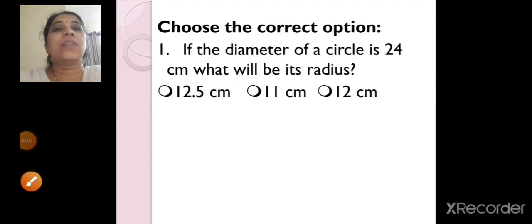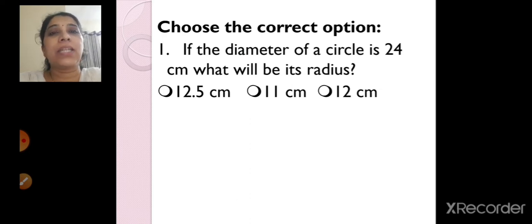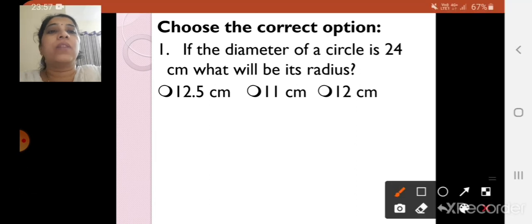So we'll start with the questions. Choose the correct option. First one is, if the diameter of a circle is 24 centimeter, what will be its radius? Three options are given: 12.5 centimeter, 11 centimeter and 12 centimeter. So now what will we do? We'll do it in rough work.